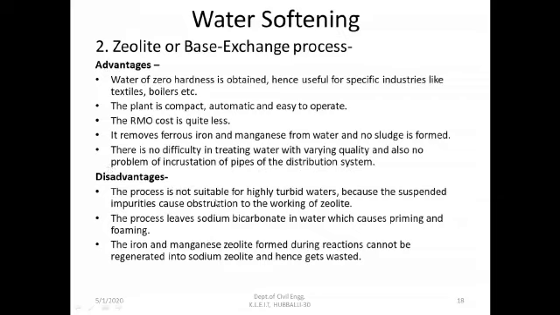And the process is not suitable for highly turbid waters. This is the disadvantage, because the suspended impurities cause obstruction to the working of zeolite. Already we have learnt in the working of gravity filters what troubles are being encountered if the water is too much turbid. The same applies here. And the process leaves sodium bicarbonate in water, which causes priming and foaming. This is one of the problems. And the iron and manganese zeolite formed during reactions cannot be regenerated into sodium zeolite and hence gets wasted.